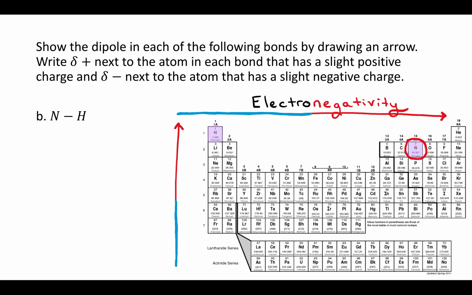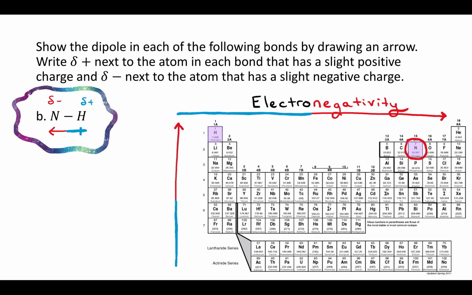The more electronegative atom attracts electrons more. So the nitrogen will be slightly negative, and the hydrogen that it's bonded to will be slightly positive. Another way to draw that dipole is to have an arrow pointing toward the more electronegative atom with a little positive sign on its tail. And that is the dipole between the atoms in that bond.